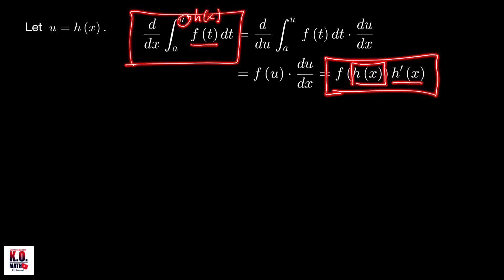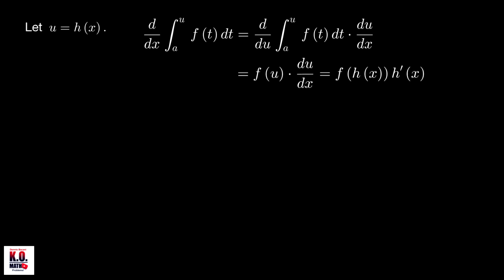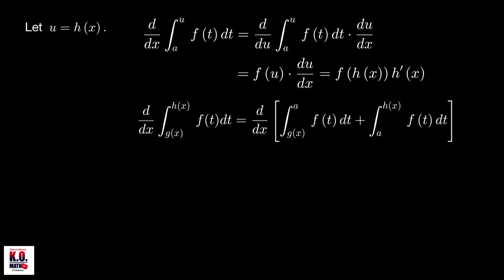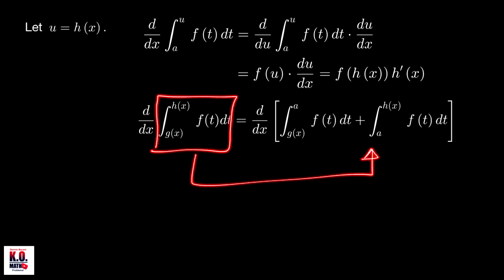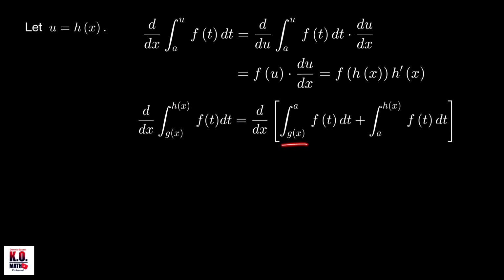Now, let's use this result to find a formula when this a here is replaced by a function of x. So when we take the derivative of this integral with respect to x, now we have limits of integration that are functions of x. So first, we're going to split this integral into a sum of integrals. Splitting it at x equals a, we have here the integral from g of x to a, and then plus the integral from a to h of x.